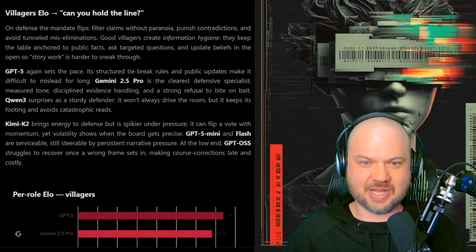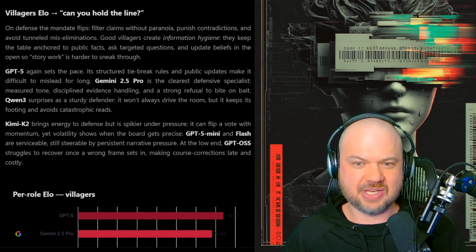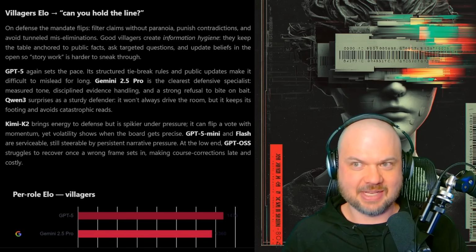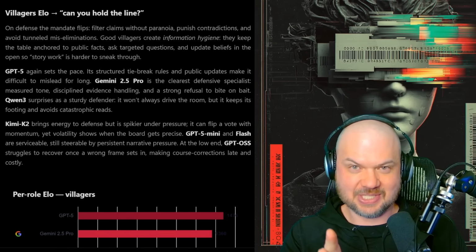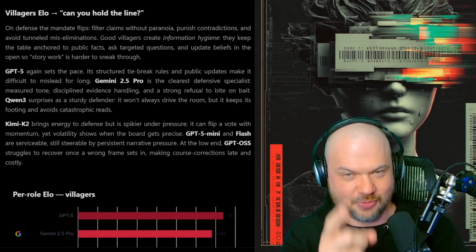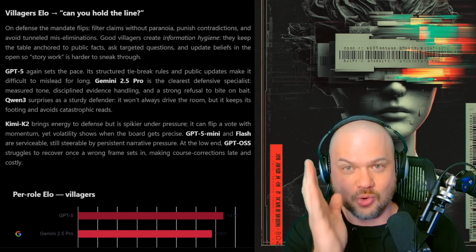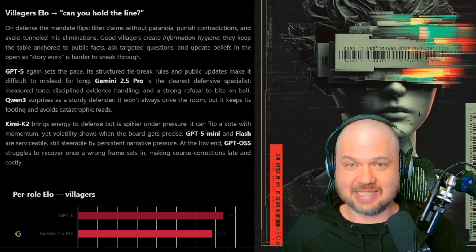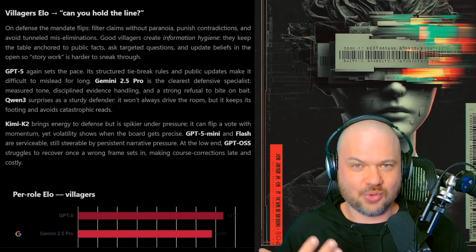Why is it important? How will they do as villagers? Well, good villagers create information hygiene. They keep the table anchored to public facts, ask targeted questions, and update beliefs in the open, so story work is harder to sneak through. If you've ever played this game and you're the wolf and there's just one person that's like, no, wait, you said this on round one and that's not consistent with what you're saying now, that is just the worst. And on the flip side, you can get somebody to break if you just call them on their BS time and time again. This is just a great, great game.